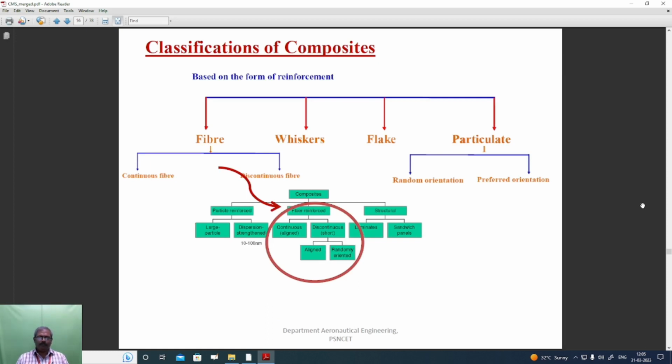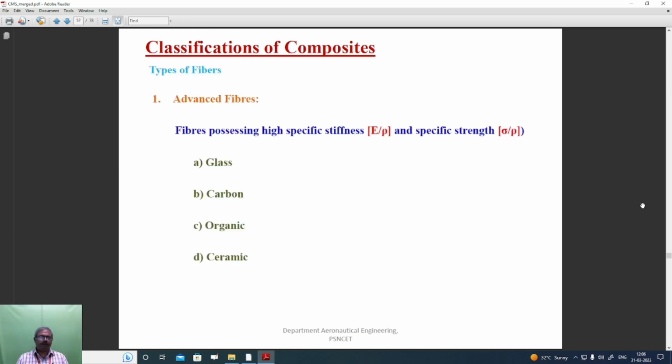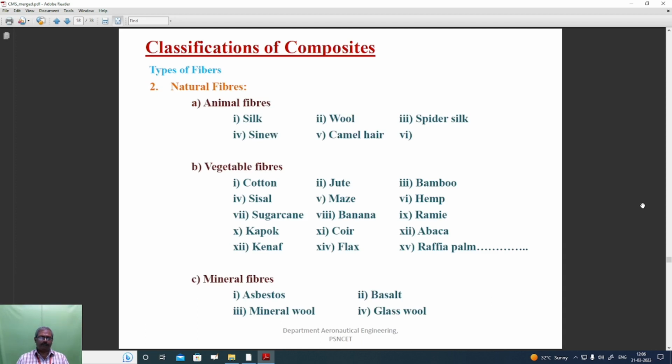Based on the form of reinforcement, you can classify the composites into fiber, viscous, flake and particulate. The advanced fibers are fibers possessing high specific stiffness and specific strength. They are glass, carbon, organic and ceramic.